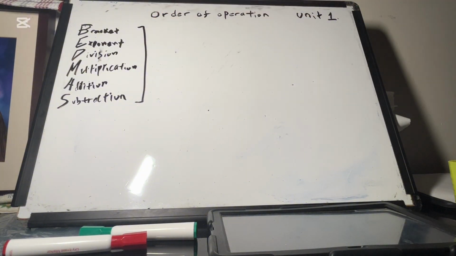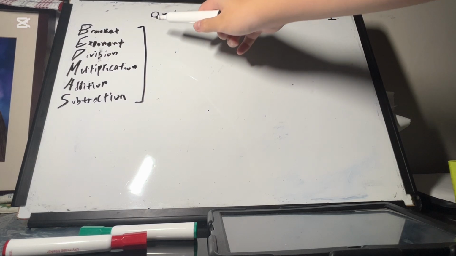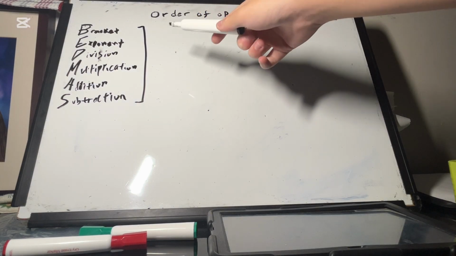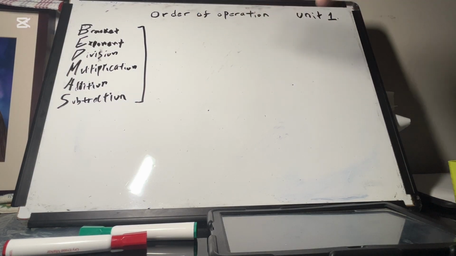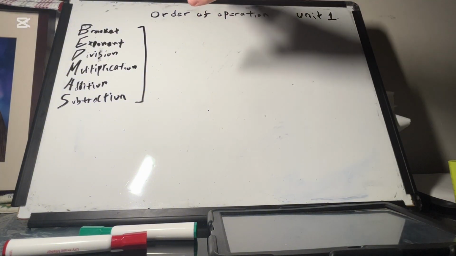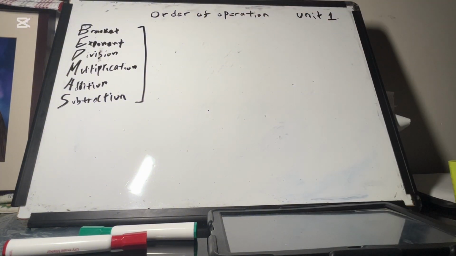So, in general, BEDMAS stands for bracket, exponent, division, multiplication, addition, and subtraction. So the order of operations runs from top to bottom. If you have an equation, you first solve the brackets, whatever's inside the brackets, then you move on to exponents, division, multiplication, addition, and then subtraction.